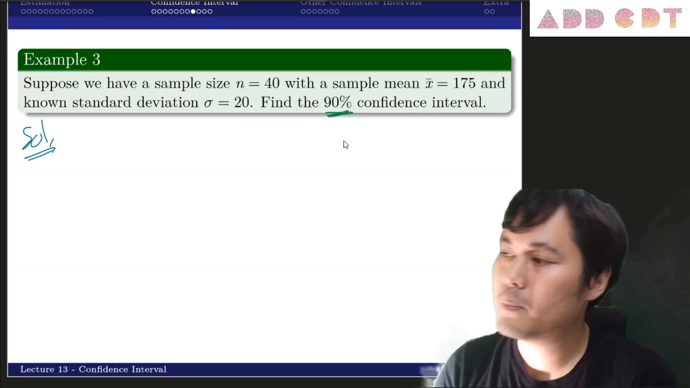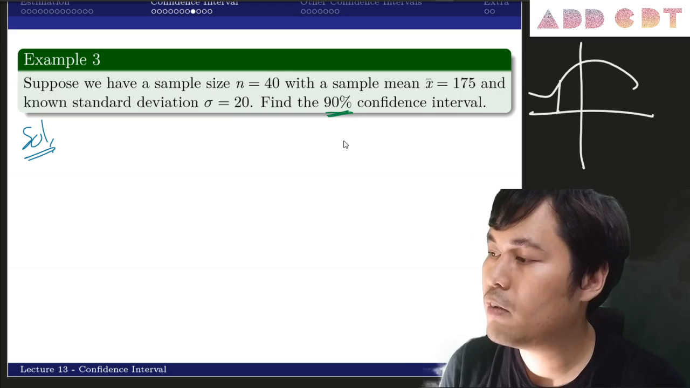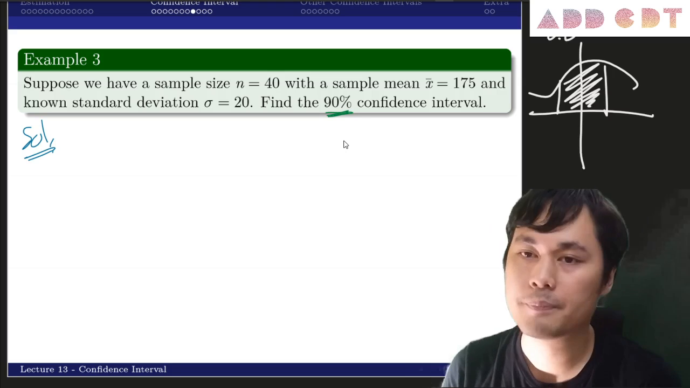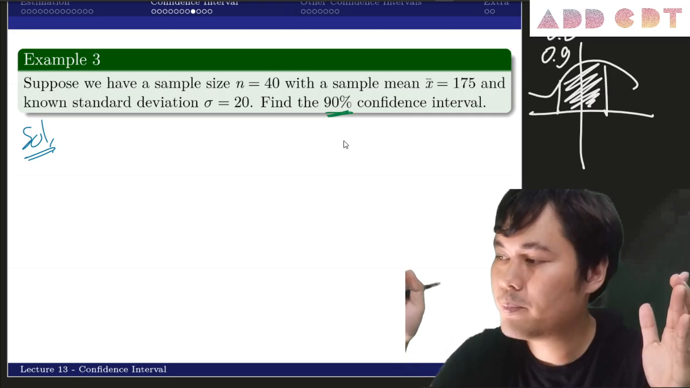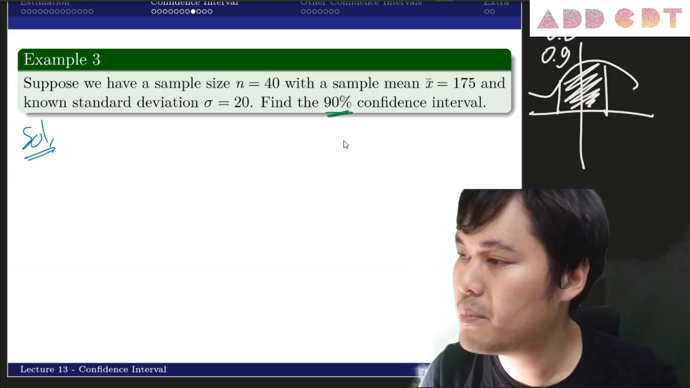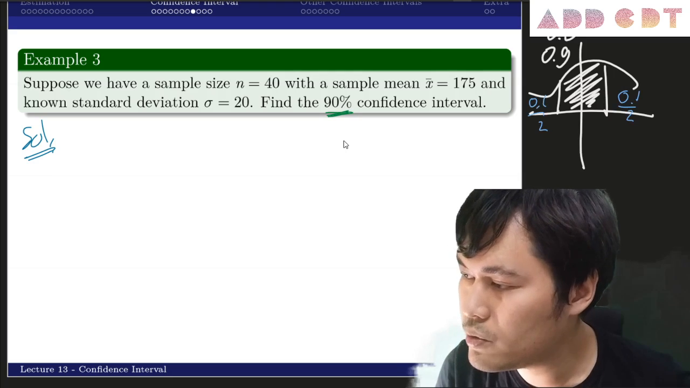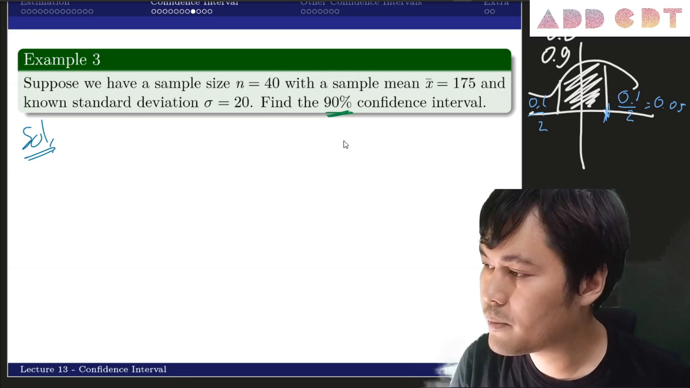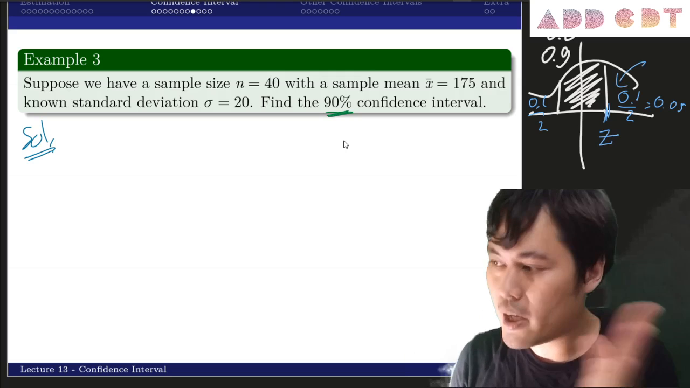I'm going to do it with the graph, without the formula. So we want this area to be 90%, or 0.9. That means we have 0.1 left for the rest of the graph. And since we have two parts which are the same size, this part is 0.1 over 2, which is 0.05. Now we want to find this point, such that the area to the right is 0.05.